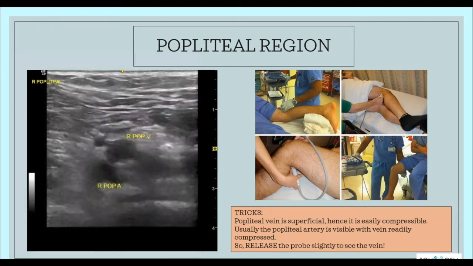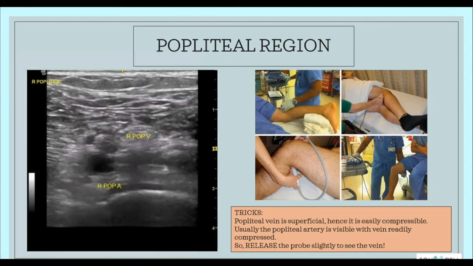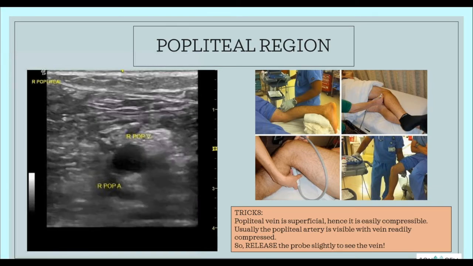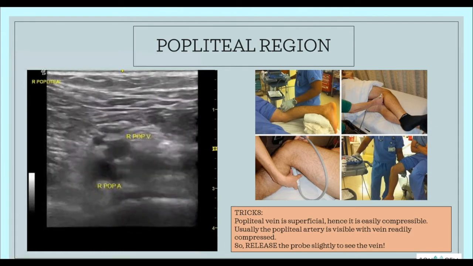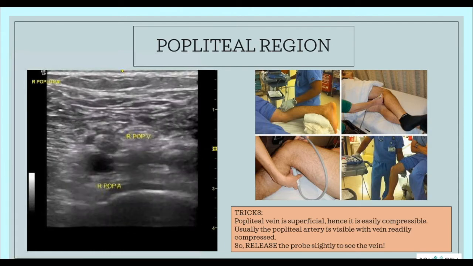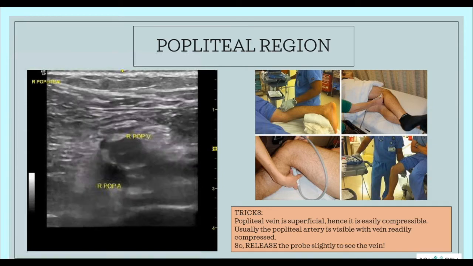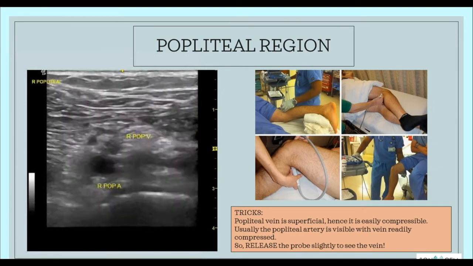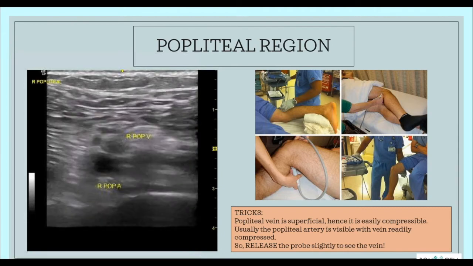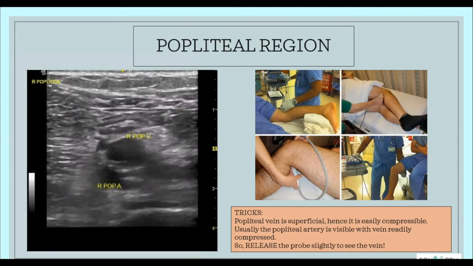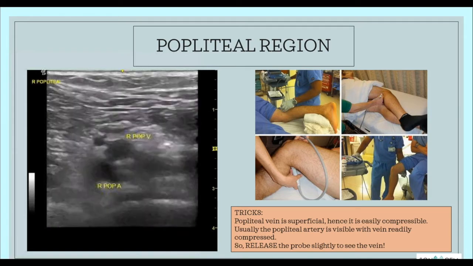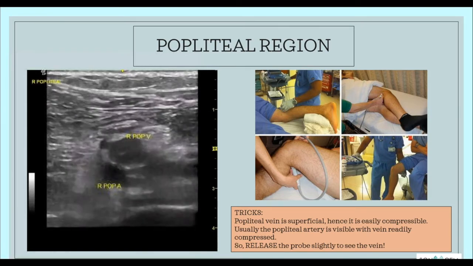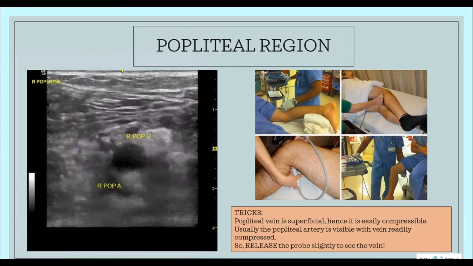When we apply pressure, we can see there is a compressible structure, which is the popliteal vein, while the popliteal artery remains patent. So I will share some tricks to scan at this region. As the popliteal vein is superficial, it is easily compressible. Usually when we scan, the popliteal artery is visible, but the vein is readily compressed. So we just have to release the probe slightly to see the vein.